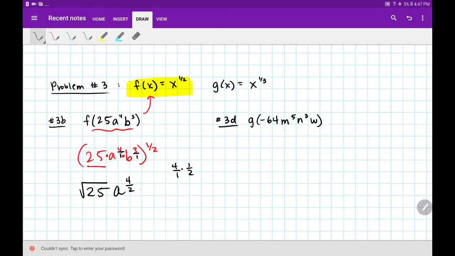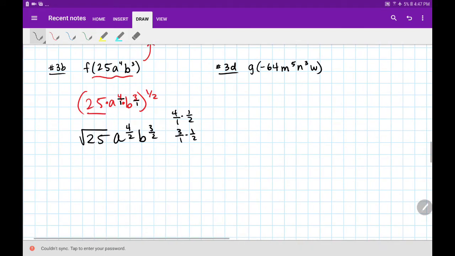Let's go to b. I have b to the 3 over 1 times 1 over 2, so that's b to the 3/2. And now in our final step, we'll simplify everything down. Square root of 25 is 5. That will become 5 a squared b to the 3/2. And that's our final answer.